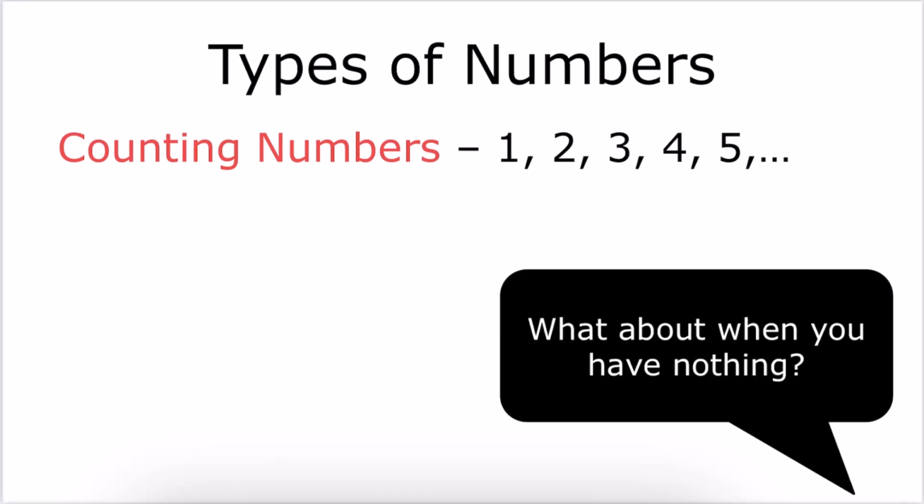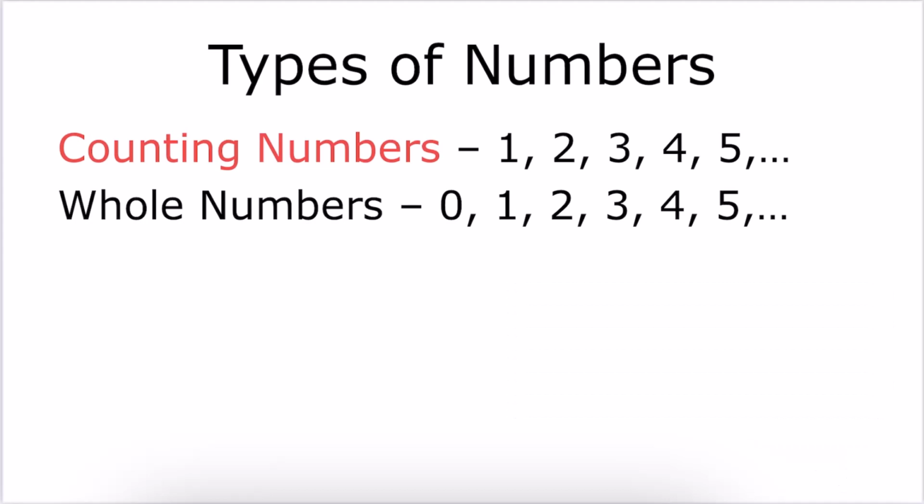And at some point, some human asked, well, what about when you have nothing? Like if I have 5 sheep, that's great. But how am I going to describe it when I have zero or no sheep? And I kind of gave the answer away because they invented the number zero to describe the amount of having nothing. And when you combine the set of counting numbers with the number zero, that creates the set of whole numbers.